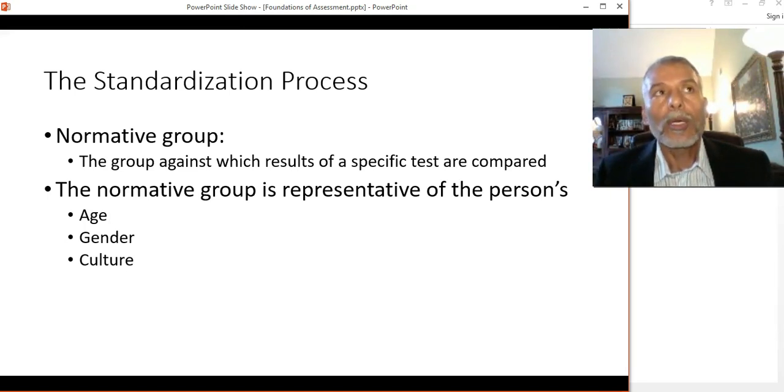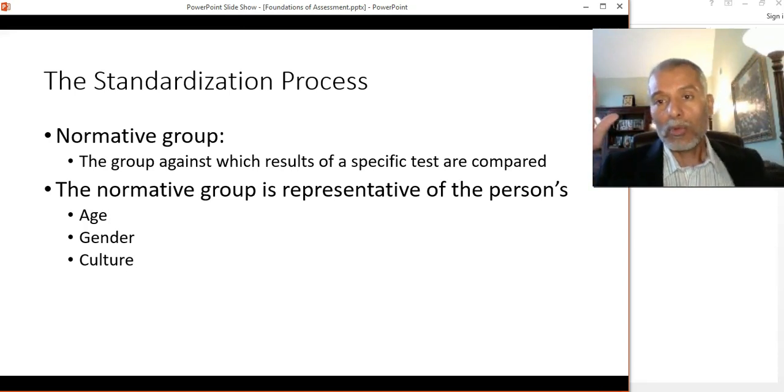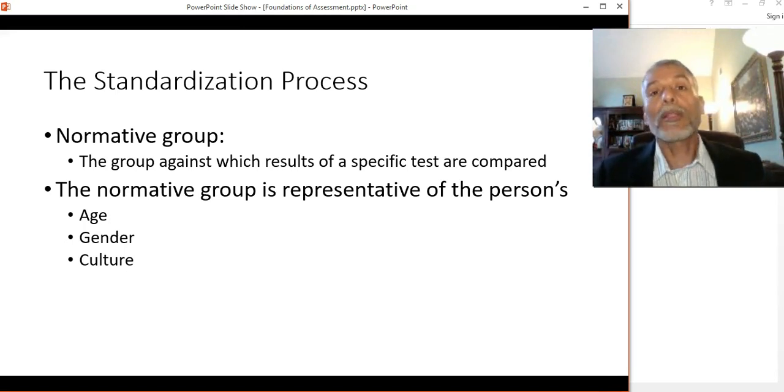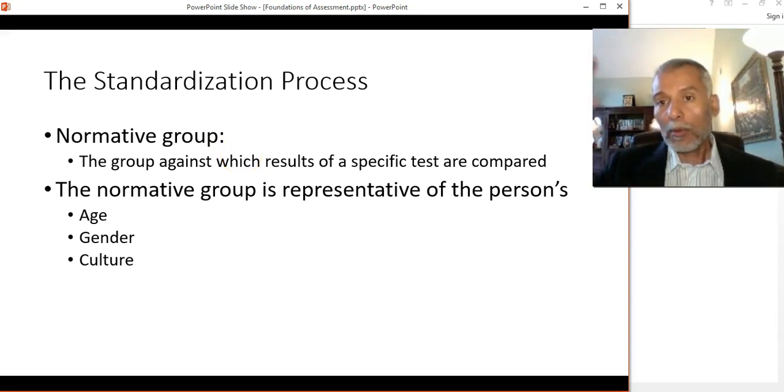So the group to which the test was given before it became available in the market is called the normative group. That is the group that sets the norm. This is the yardstick that I'm going to compare everyone I evaluate to, because that group represents a sample from all the population. Chances are, if I test everyone in the country, they will do the same. So based on age, gender, and culture.